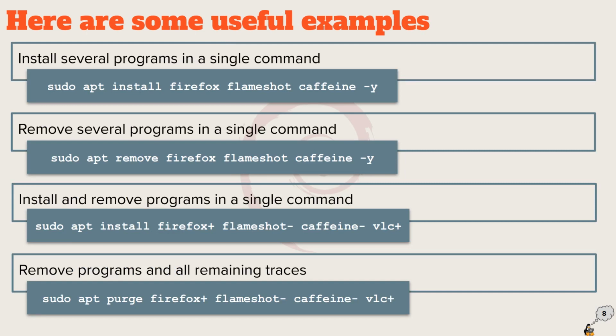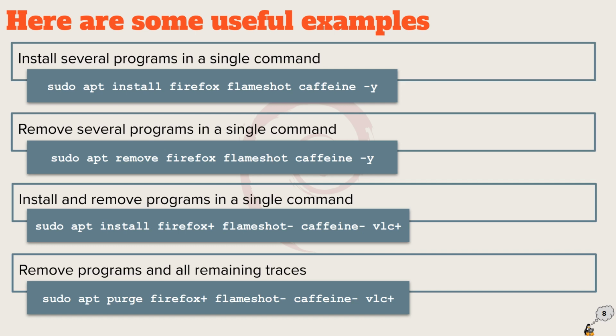So over here in the first example, we see an apt command to install three applications in our system: Firefox, Flameshot, and Caffeine, right? And providing the -y flag will allow us to just bypass the yes and no question into a straight yes. The second command, though, removes the exact same applications: Firefox, Flameshot, and Caffeine. Now, the third command over here allows us to install Firefox, remove Flameshot, remove Caffeine, and install VLC.